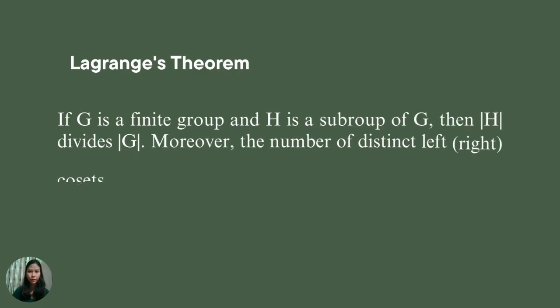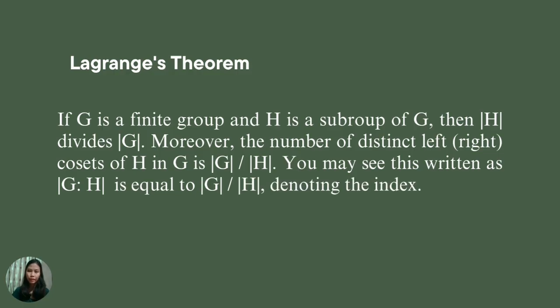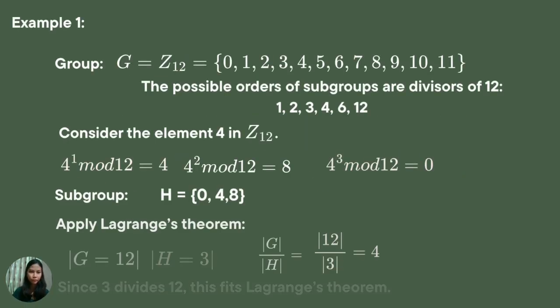So Lagrange theorem: if G is a finite group and H is a subgroup of G, then the order of H divides the order of G. Moreover, the number of distinct left or right cosets of H in G is the order of G divided by the order of H. You may see this written as the vertical bar G colon H vertical bar is equal to vertical bar G vertical bar over vertical bar H vertical bar, denoting the index. And we have an example.